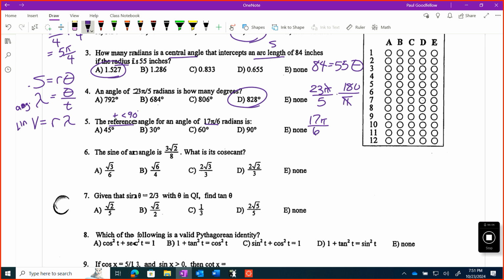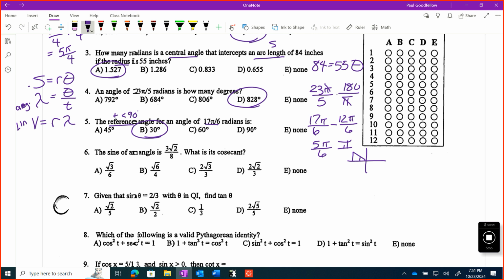And that would be, I'm going to take out the full revolution, which is 12 pi over 6. That's 2 pi. That's 5 pi over 6, which is definitely in the second quadrant. And if I was to measure that in the second quadrant, the reference angle would be a pi over 6 reference angle, which is 30 degrees, okay?